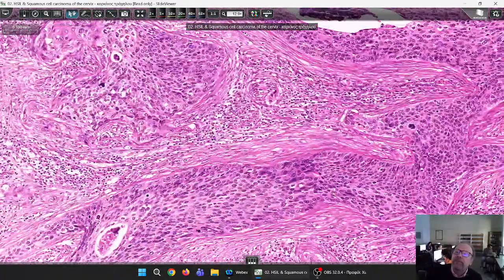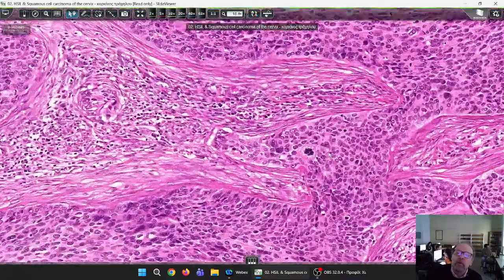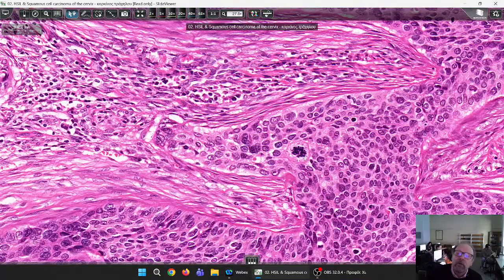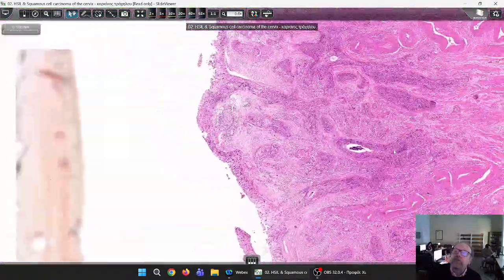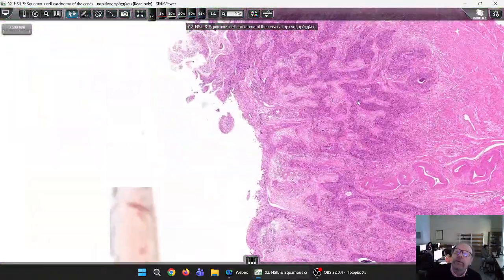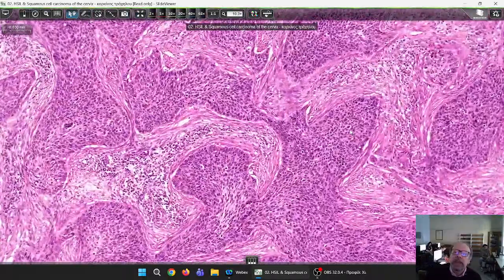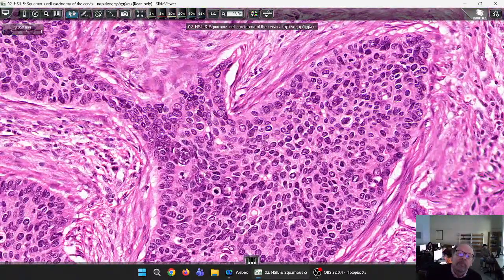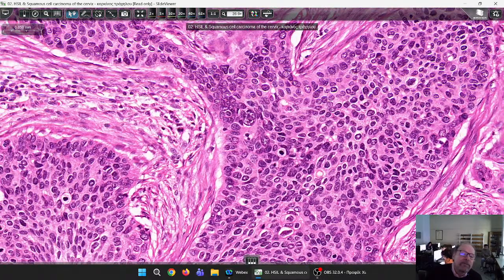Some places look, this karyorrhexis here. There is some degree of eosinophilic cytoplasm, which is consistent with squamous cell differentiation. However, this is rather poorly differentiated.